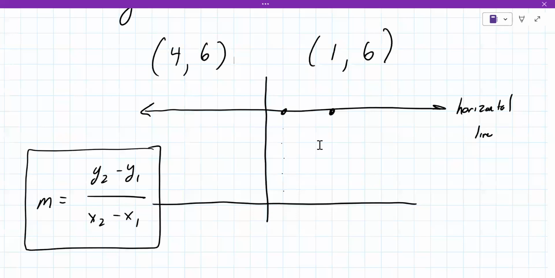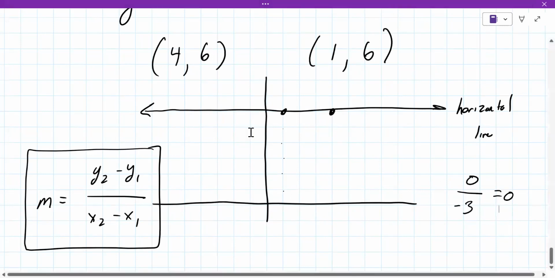Would it equal 0 and 3? Do you mean 0 on top? Yeah, 0 on top. Okay, what is 0 divided by anything besides 0? 0. Yes. So this has a slope of 0. Correct.